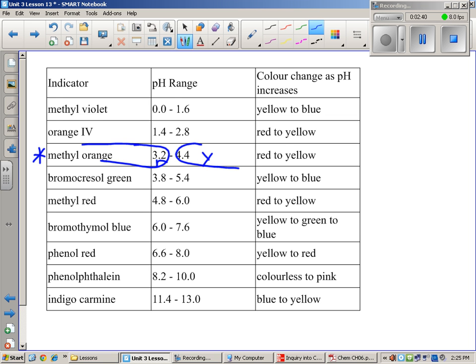If it was 4.4 or higher, I'd expect to see a yellow color. This would be your yellow color there, okay? And if it was in between those two, 3.2 to 4.4, let's say the pH was 4, you'd expect a combination of red and yellow, which of course is purple. No, orange. Primary colors, people, come on. So if the pH was in between those, you'd probably see an orangish color, okay?